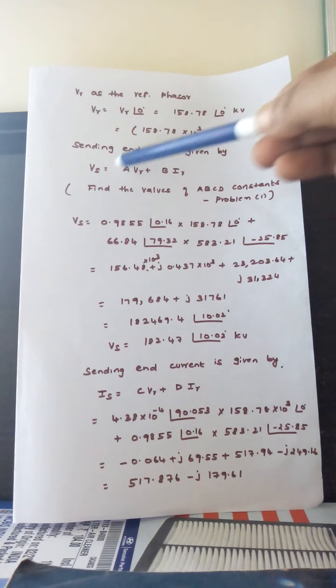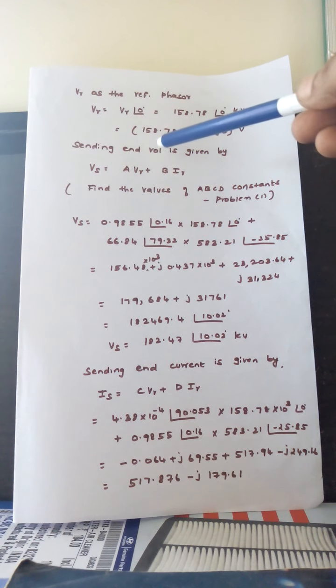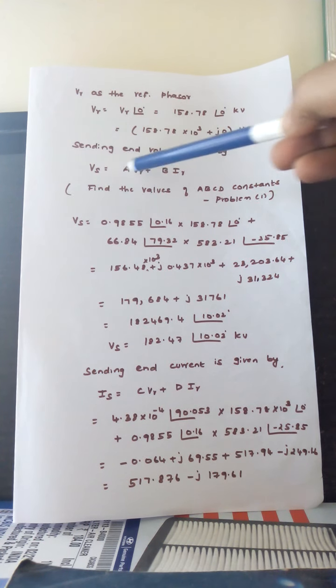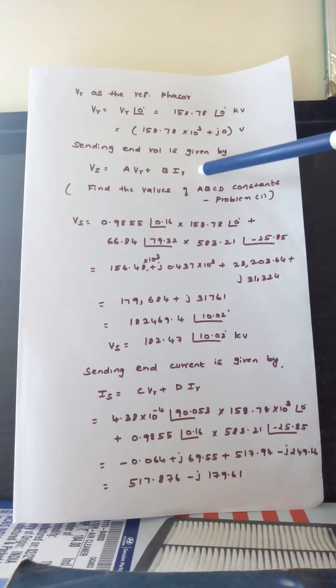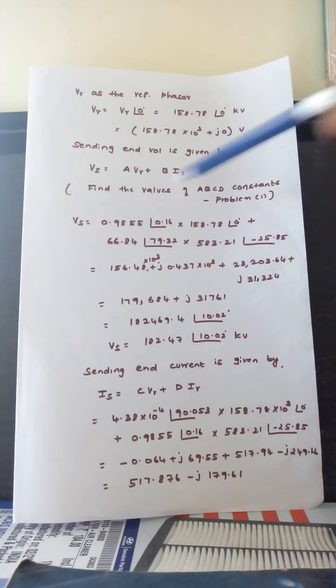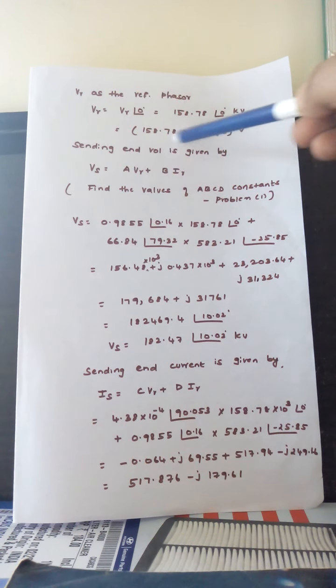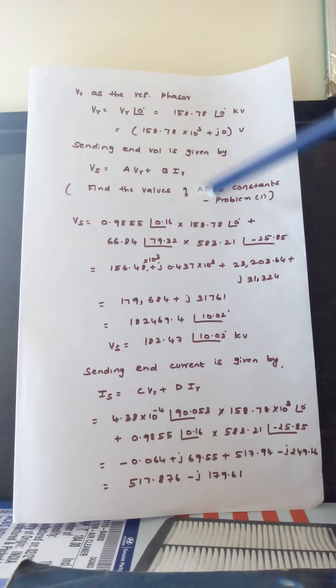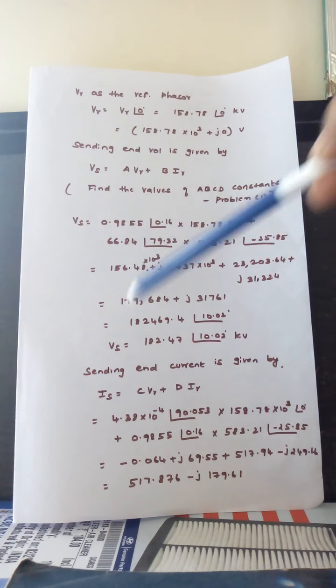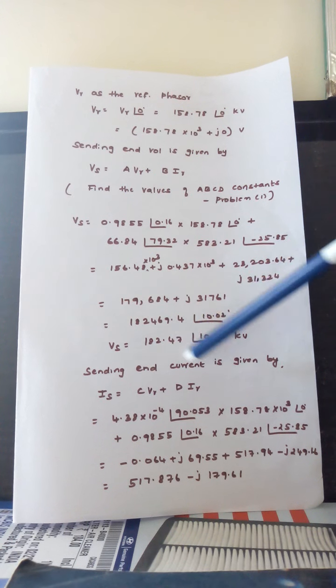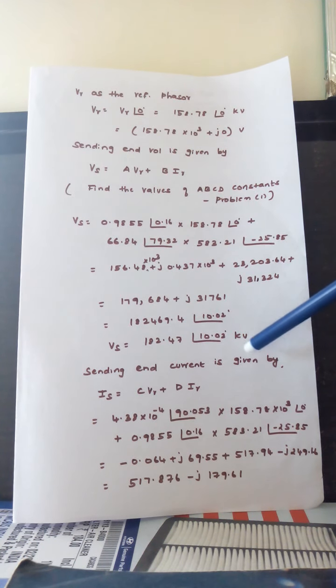So the sending end voltage, already we know the general formula for the ABCD concept, VS equal to A into VR plus B into IR. So this A value, B value and all we have already found from the first problem, so the same values we are substituting here. A and B we know, VR is there, and IR also we found. If we substitute here we will get VS, which is 182.47 at an angle 10.02 in kV.